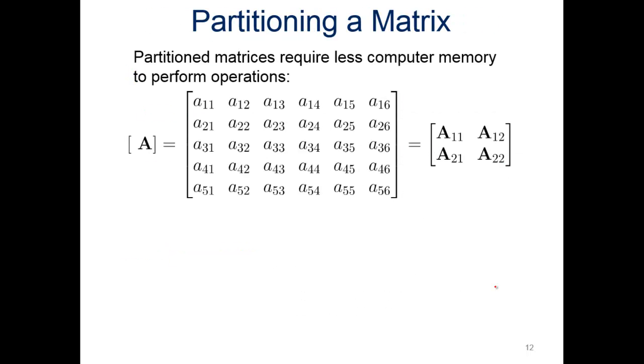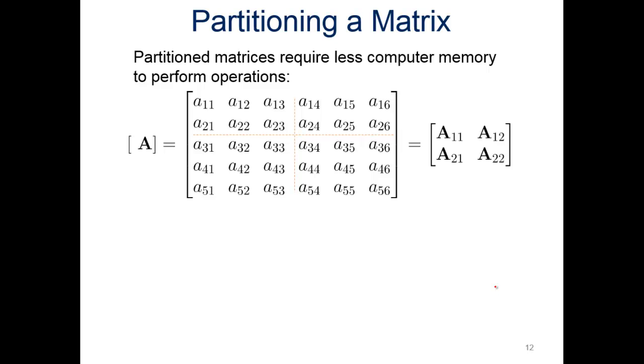All right, so partitioning matrices. This is another way we can multiply matrices. We get these larger matrices, and partitioning becomes valuable when they get really big, requiring less computer memory. What we can do is take this as a 5 by 6, and we can split it up. Somewhat arbitrarily, but depending on what you're doing, it'll kind of dictate how you split it.